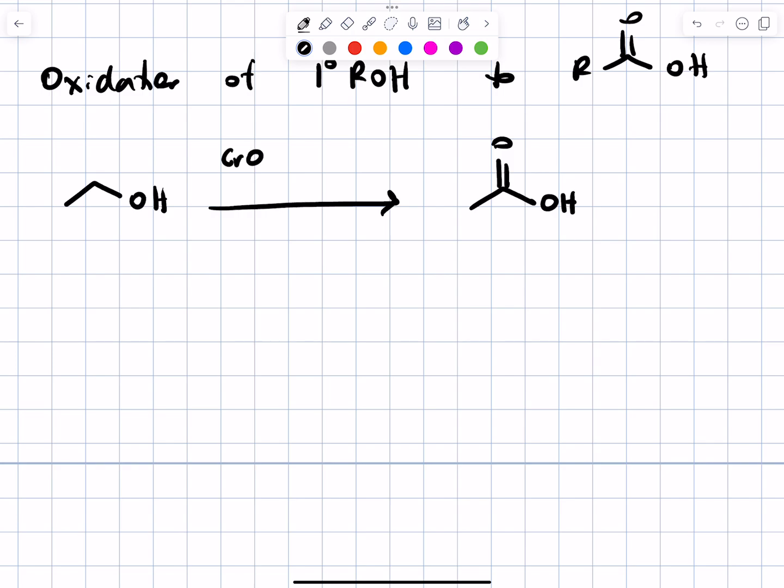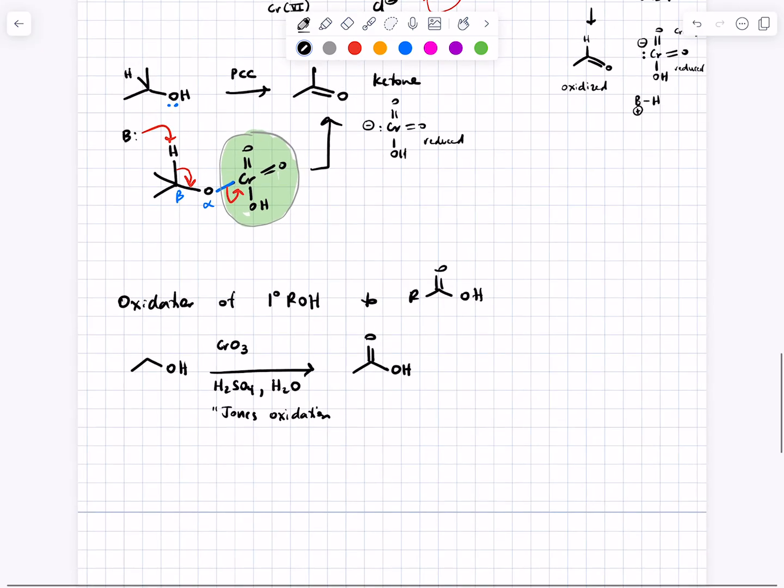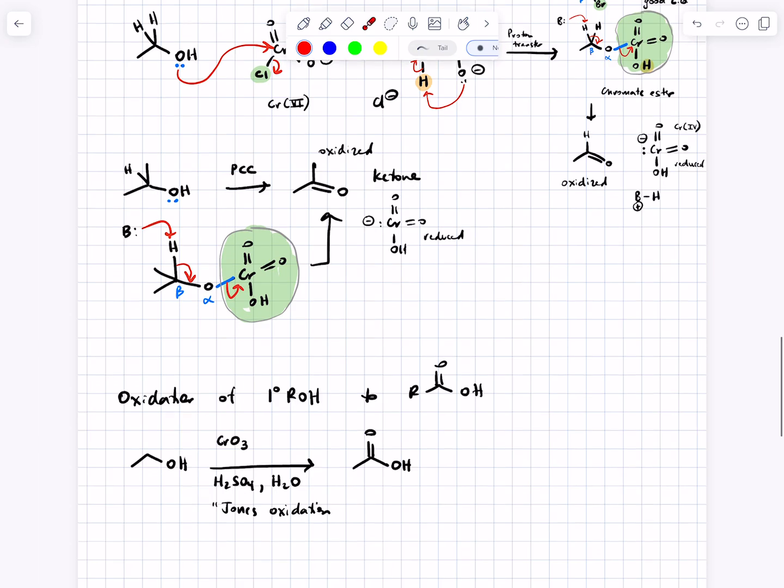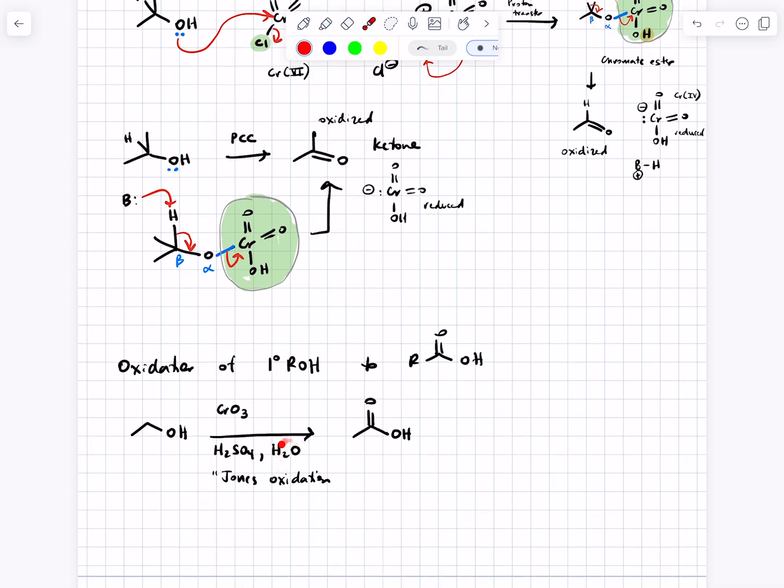So, as before, we have a chromium-6 reagent, but unlike pyridinium chlorochromate, we're going to use a strong acid, and we're also going to use water. This reaction is called the Jones oxidation. And when I show you the mechanism, you'll see that it's almost identical to what we've done before. The big difference, though, is the water, which promotes formation of the acid.